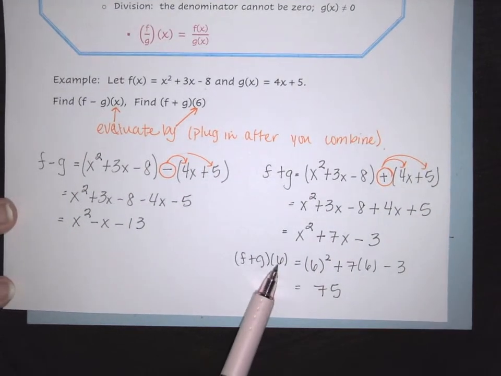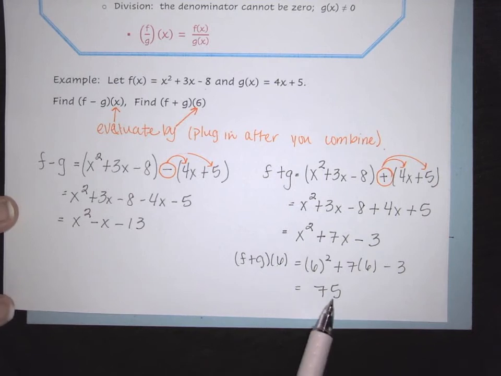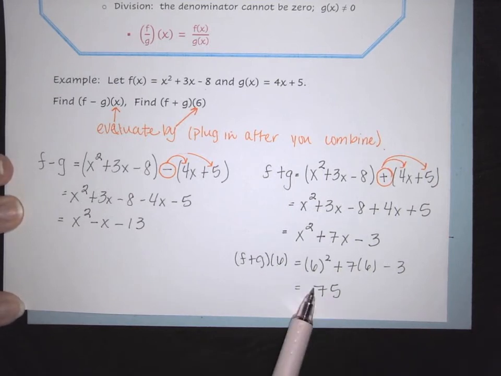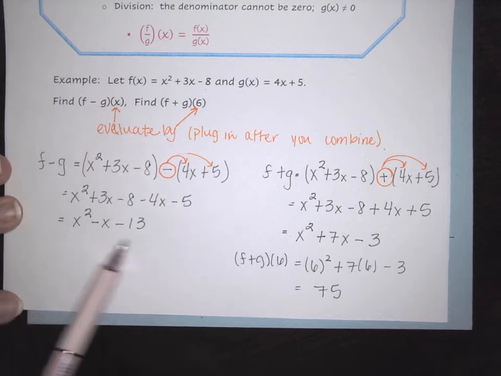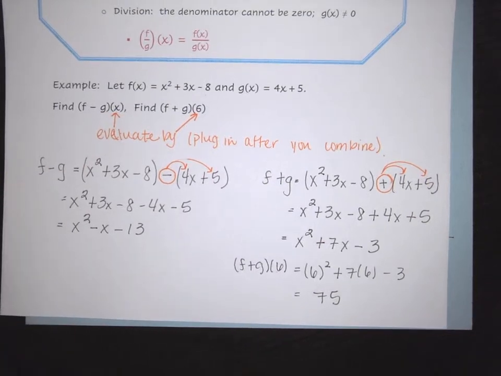So when you evaluate by a number, you have to do the math. You will get a number as a result. When you evaluate by a variable, you will have an expression as your result. Okay?